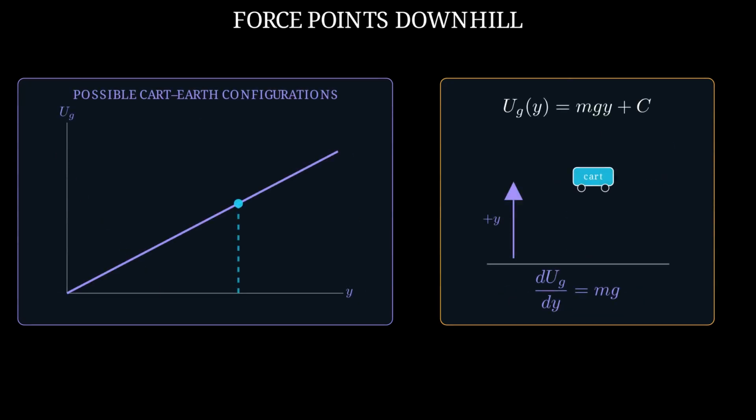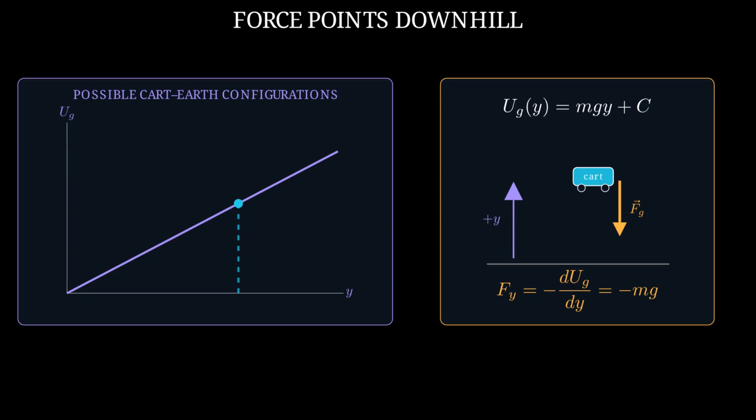Height gives a second example. Near Earth's surface, gravitational potential energy rises linearly with the cart's height. Its upward slope is m times g. The force is the negative of this slope, so its vertical component is minus m times g and points downward.